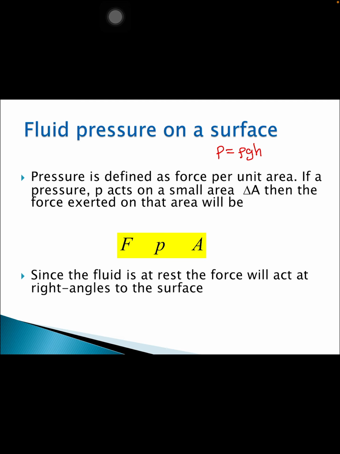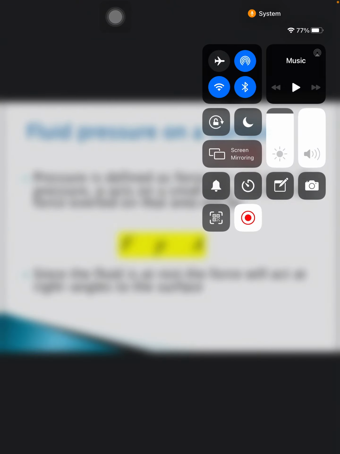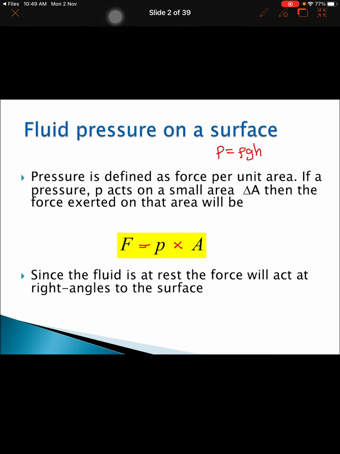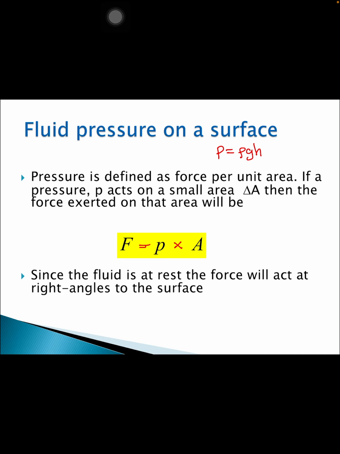So pressure is defined as force per unit area, where the pressure acts on a small area, then the force exerted on that area will be F equals P multiplied by A. Okay, so in this subsection, this is the first equation that we have to know.